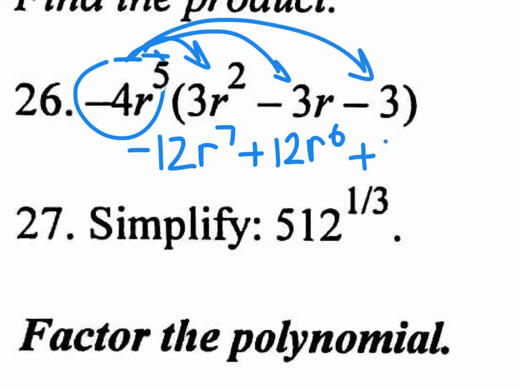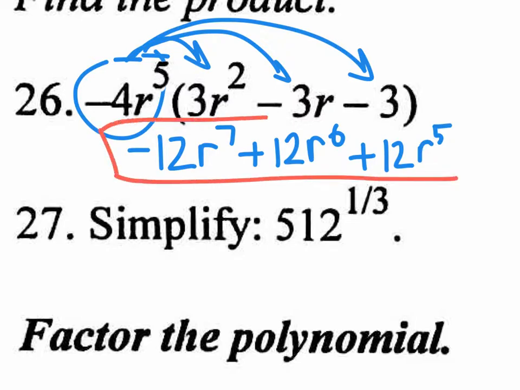Negative 4 times negative 3 is positive 12. And of course, we have no r's, so you just put on that r to the 5th right there. And that's your final answer for number 26.